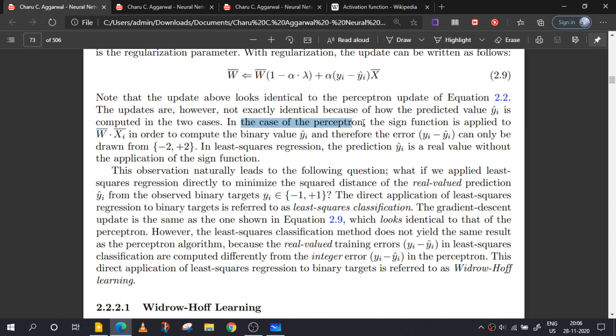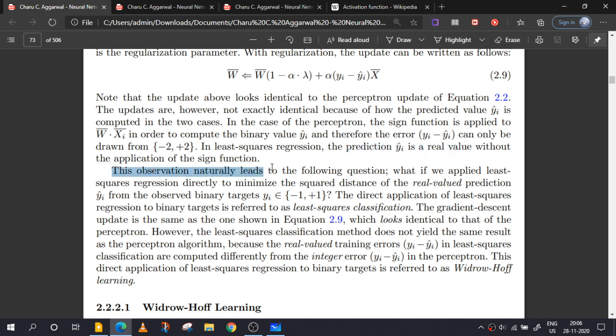In the case of perceptron, the sign function is applied to this. So he's saying in the case of perceptron, you're getting a binary output, and therefore the error can only be drawn from +2 or -2. In least square regression, it is a real value without the application of the sign function. So if you don't apply the sign function, the value is real.